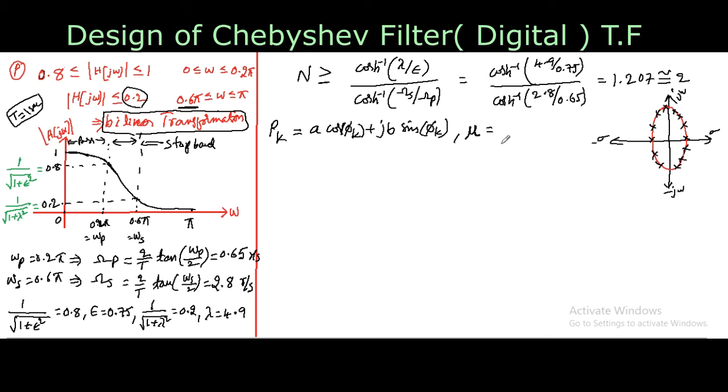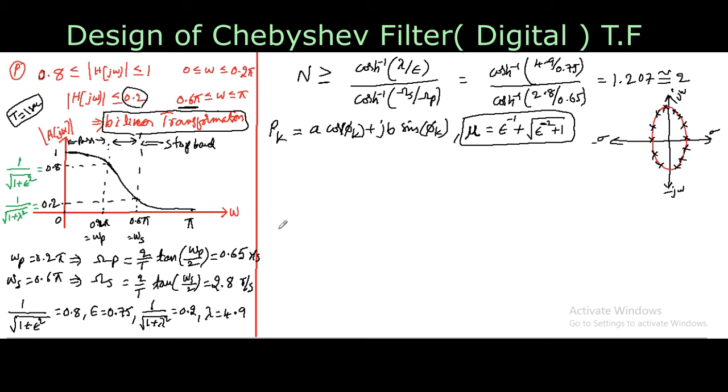Mu is also some coefficient. This coefficient is derived from the epsilon parameter, and this standard equation explains it. All these are standard derived formulas. Mu is equal to epsilon inverse plus square root of 1 plus epsilon power minus 2. This is another parameter, the mu parameter, because to find the A and B values we need this value mu.